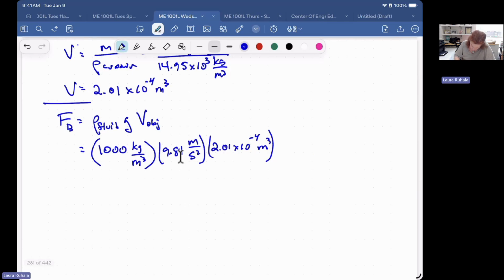Okay, so this looks good. Kilogram meter per second squared is going to give it to me in newtons. So the buoyancy force is equal to 1.969 newtons, which is exactly the unit it should be.